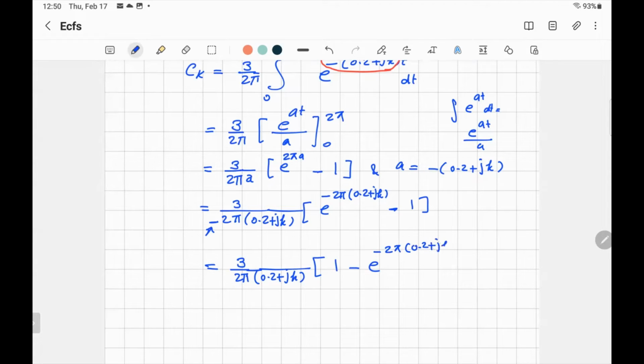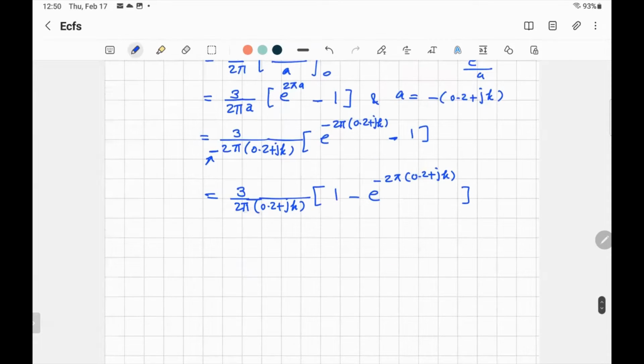0.2 plus jk. There is no t because we substituted it by t. In this 3 over 2 pi times 0.2 plus jk, you can't do anything about it. Just leave it. But I want to look at this exponential. It looks like it can be simplified. So we take it out here and ask, what can we do about it?